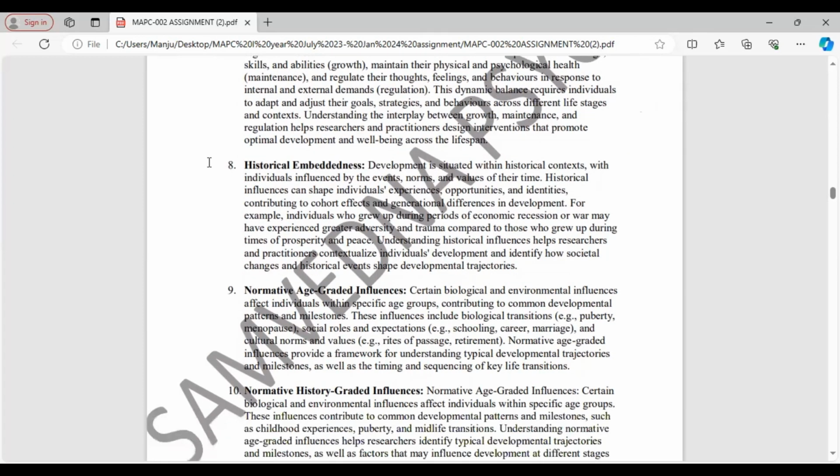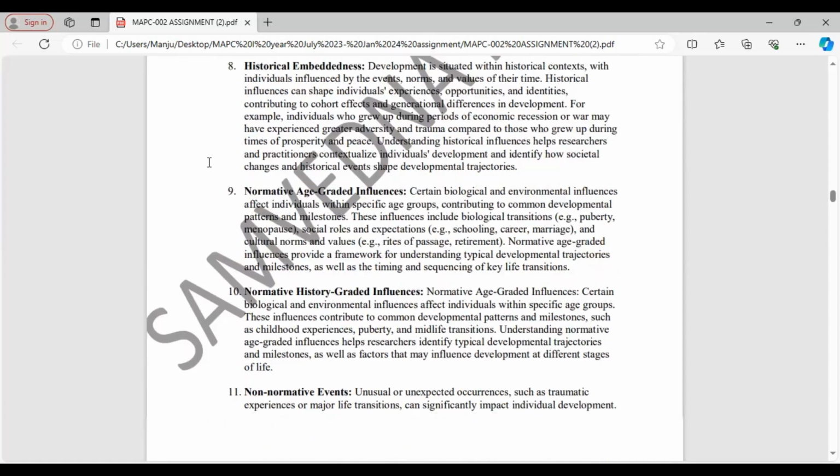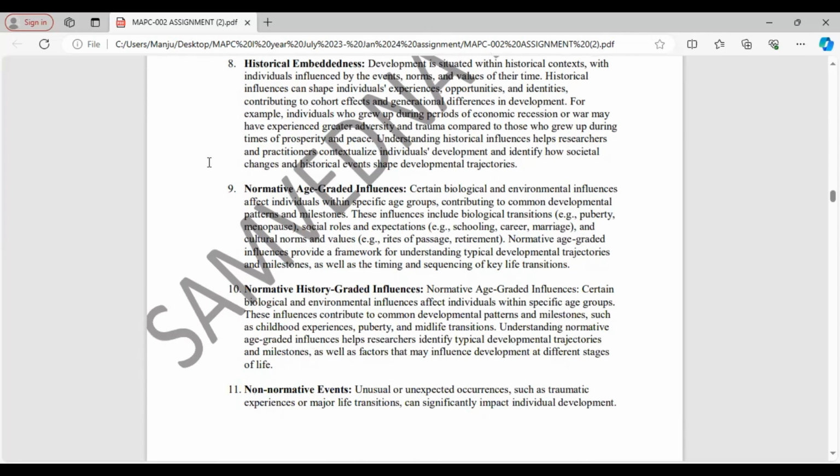Then historical embeddedness. Development is situated within historical context, because individuals are influenced by the events, norms, and values of their time, and it can shape individuals' experiences, opportunities, and identities, contributing to cohort effects and generational differences in development. Then normative age-graded influence.